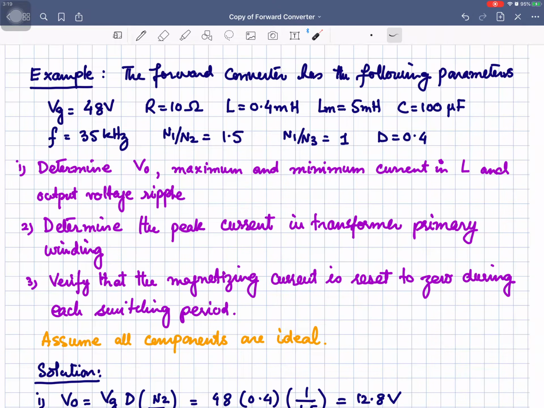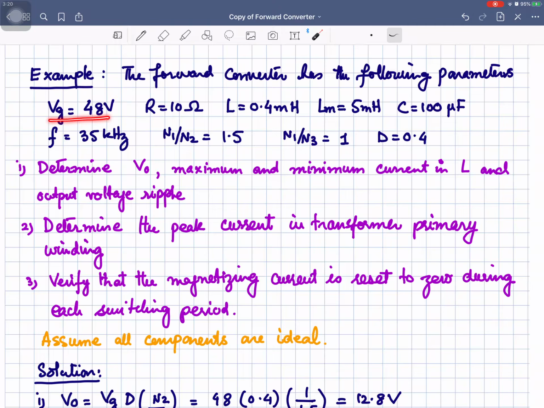In this video, we are going to look at some examples of the forward converter for the learning of the analysis and the design. So, let us look at this one. The forward converter has the following parameters.